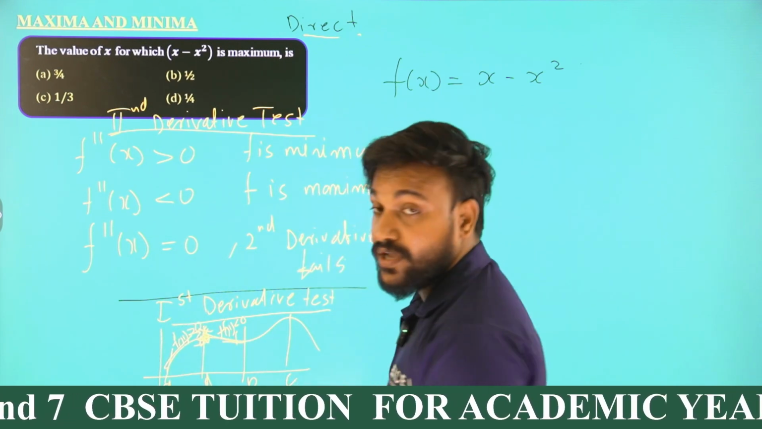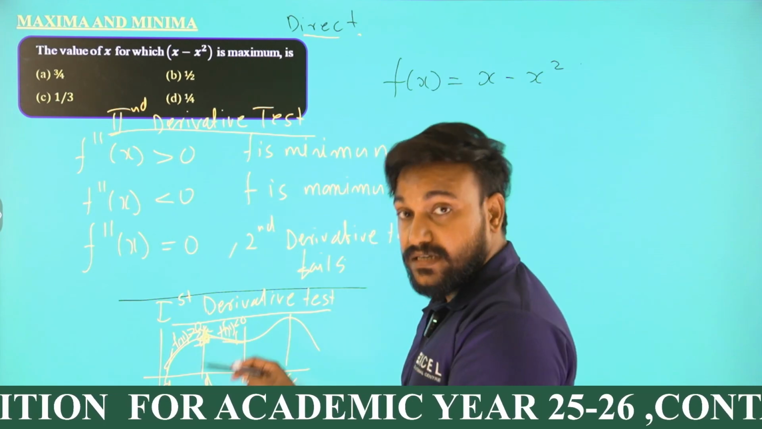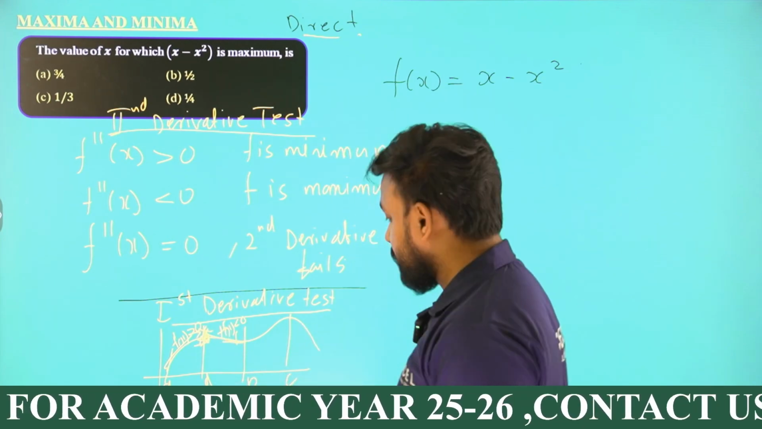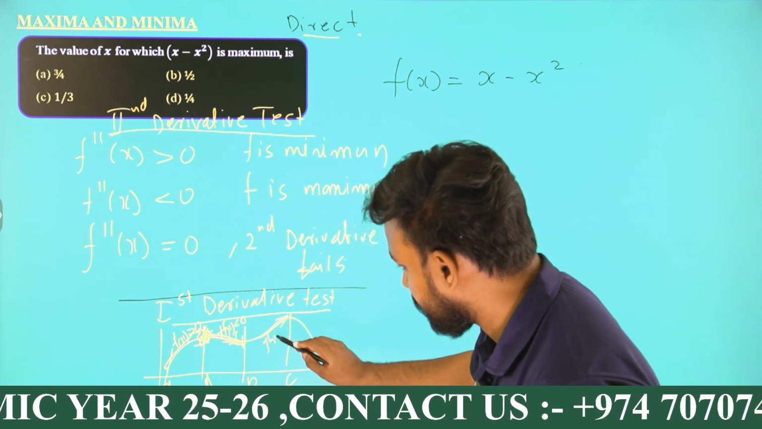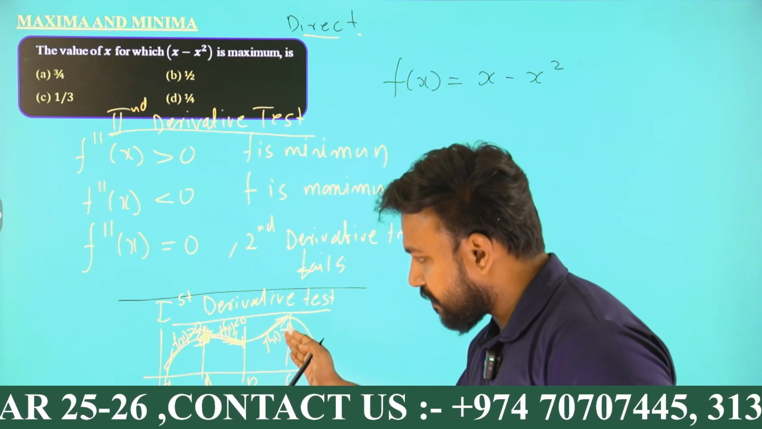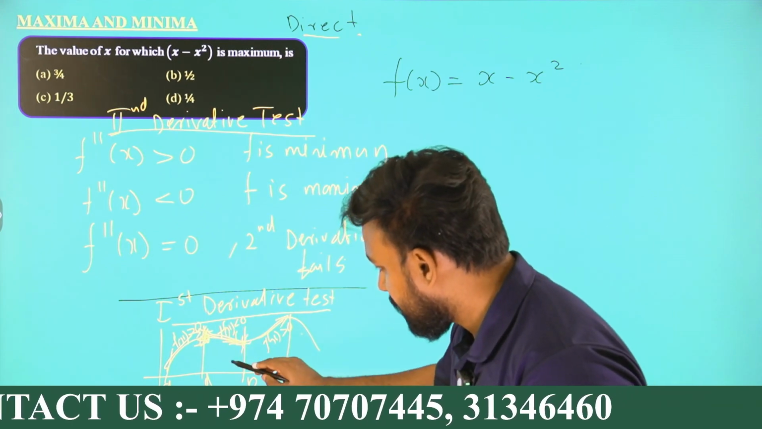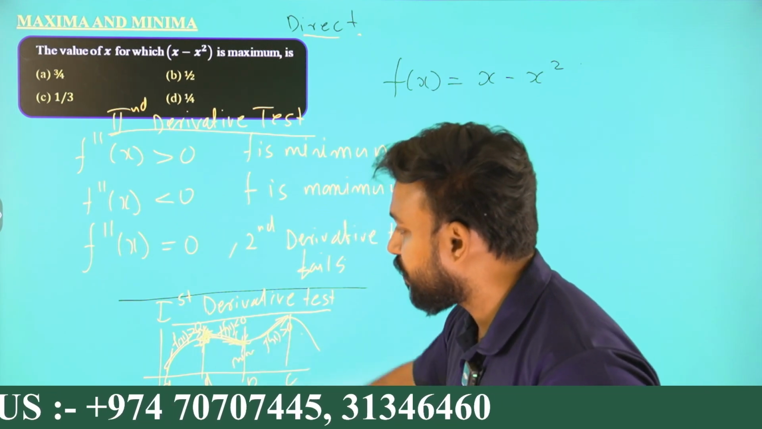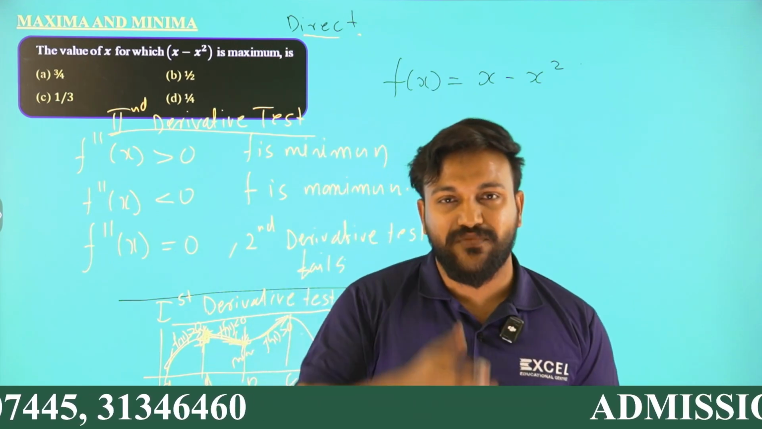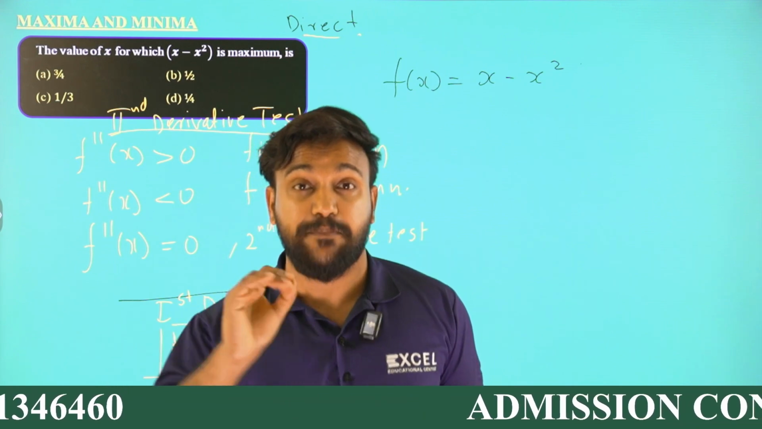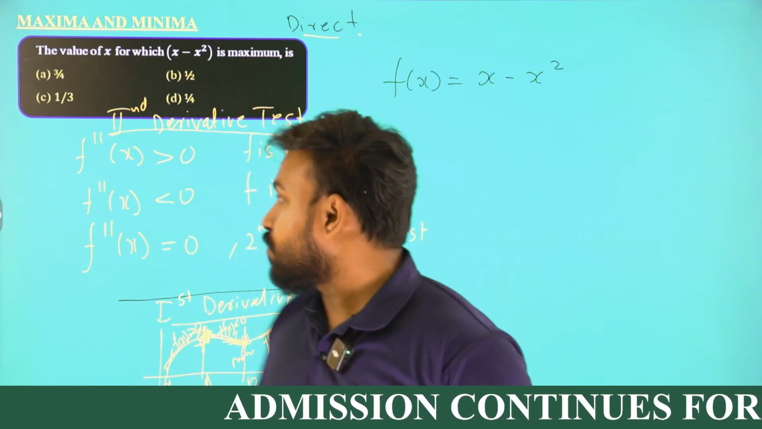At the critical point, it is a maximum. And if the left is decreasing and the right is increasing, then f dash of x is less than 0 at the left side and greater than 0 at the right side. So this point is a minimum. Local minima. This is local maxima, and this is local minima. The maximum and minimum values that occur at the critical point are called the local maxima and local minima.